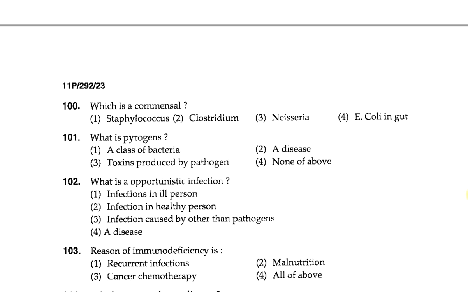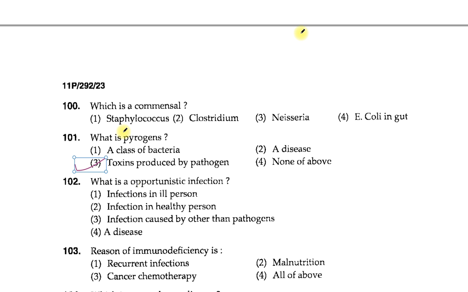So question number 101. What is pyrogen? Options are: a class of bacteria, a disease, toxins produced by pathogen, none of the above. Pyro means heat. Gen means generating substance. So pyrogens are the substances which are produced by some bacteria. These are the toxins produced particularly by the gram-negative bacteria. So option 3 is correct here.